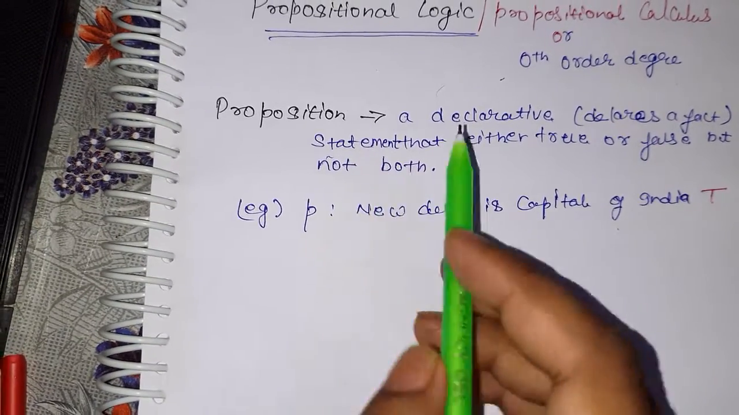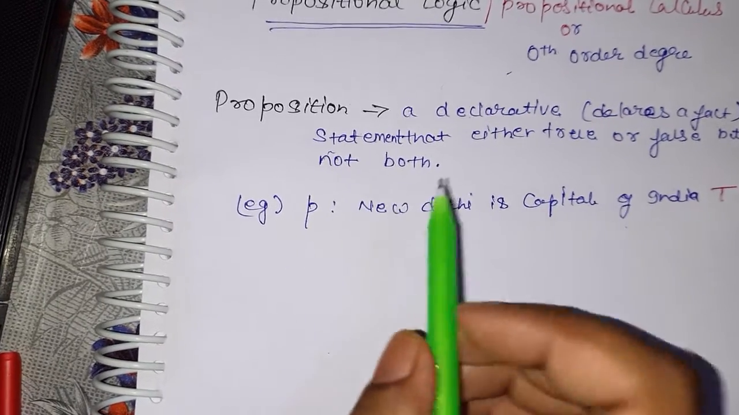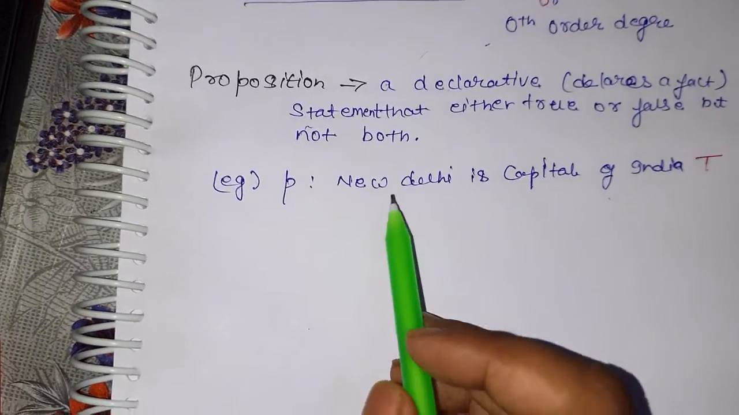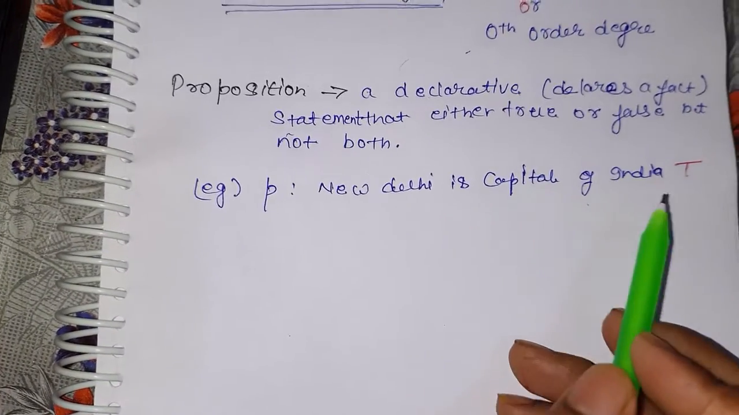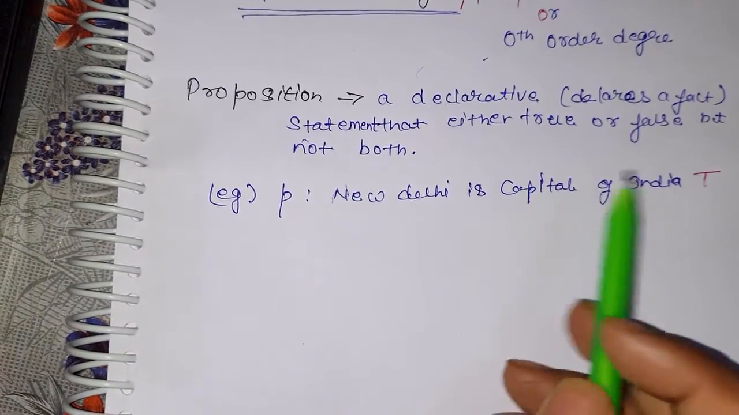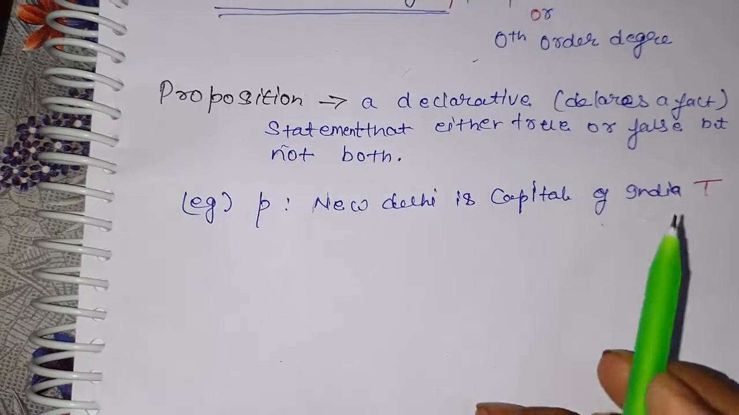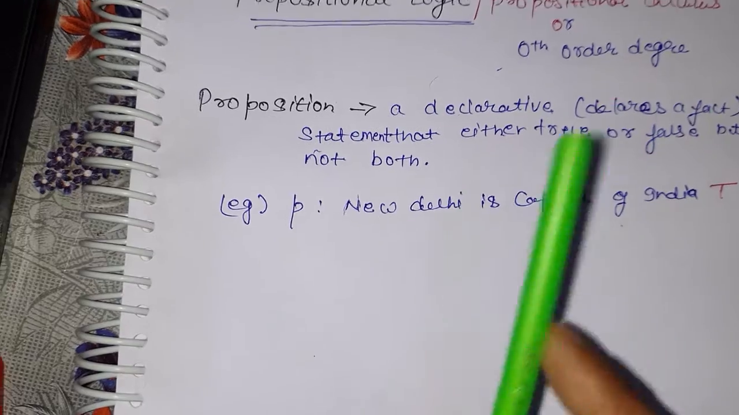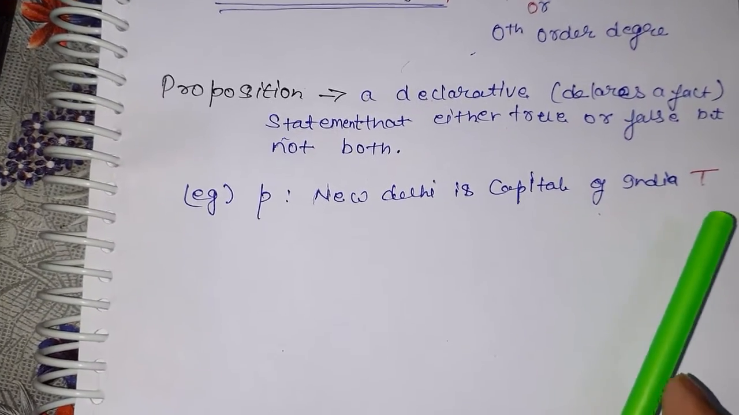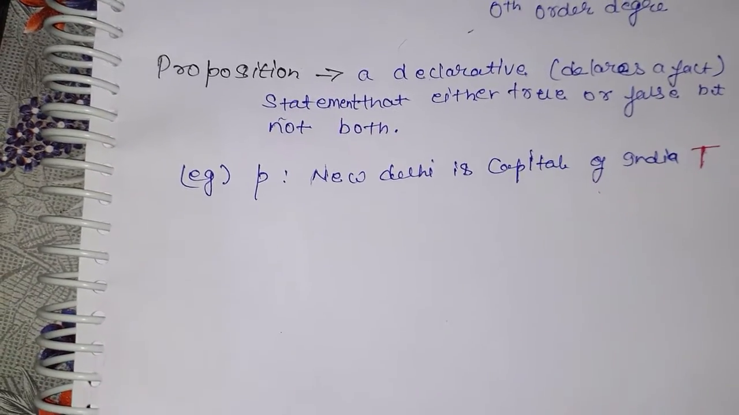Let's see an example. Let P be any statement, so check whether P is a proposition or not. Our statement is: New Delhi is the capital of India. This statement is either true or false, depending on whether New Delhi is the capital of India or not. So that's why we can say this statement P is a proposition.